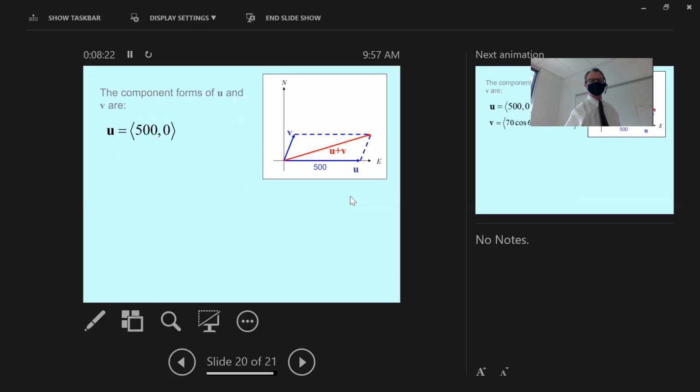So that's what u is, meaning what? 500 is the velocity, and 0 is the direction. What's v? Well, it's cosine 60, sine 60 on the unit circle, and it's on a magnitude of size change 70. That make sense?